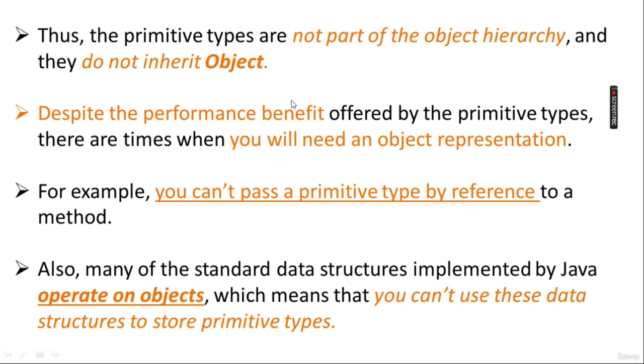You can't pass a primitive type by reference to a method. For call by reference, you have to give the base class, that is the object class, in which the integer or float has been declared. Also, many of the standard data structures implemented by Java operate on objects, which means that you can't use these data structures to store primitive types.